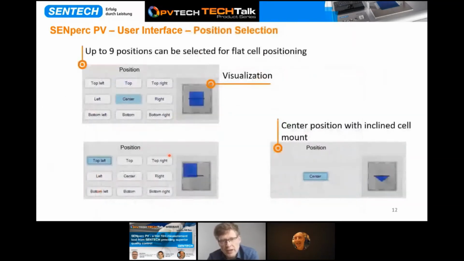So let's have a look at the position selection. Up to 9 positions can be measured for each single solar cell by selecting one of these positions. Also, the graph will visualize how to place the solar cell on the stage in order to measure the positions properly. In terms of the alkaline textured solar cells, where we have to slide in the sample in the inclined position, of course, we can only measure the center position of these cells, so no manual mapping is possible here.